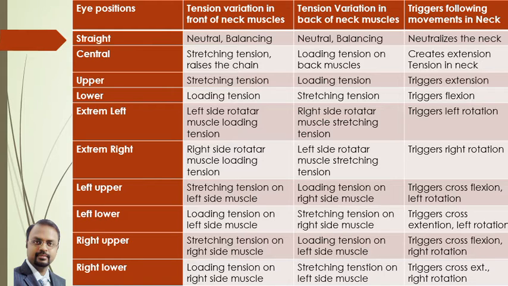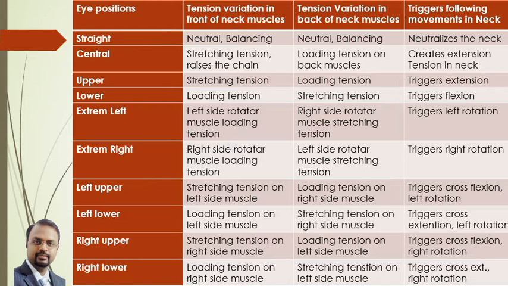Right lower gaze creates the loading tension on right side of the muscle and stretching tension on the left side of the muscle. That triggers the cross extension and right rotation movement in the neck joint.